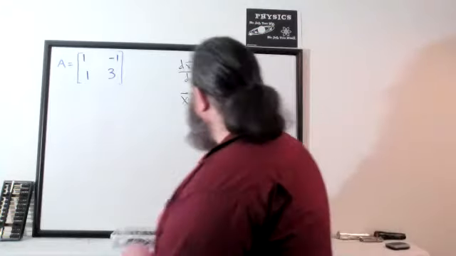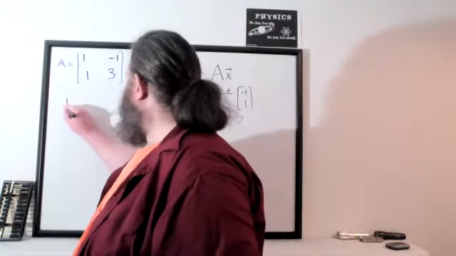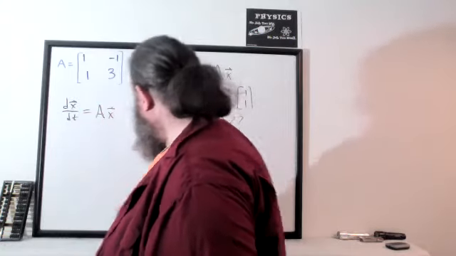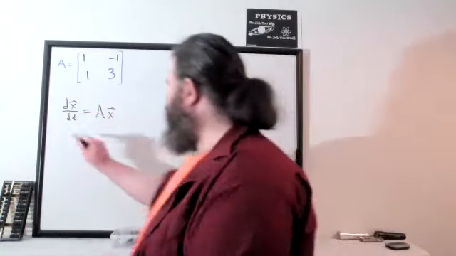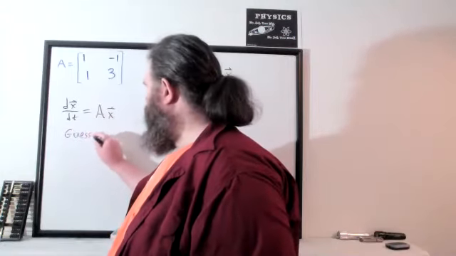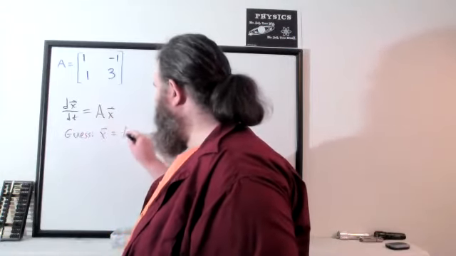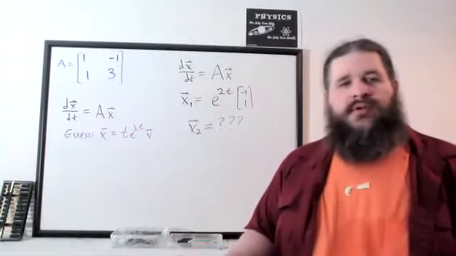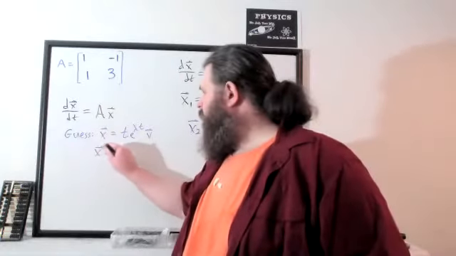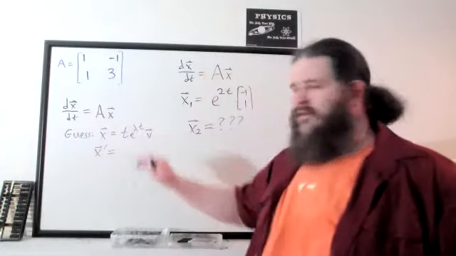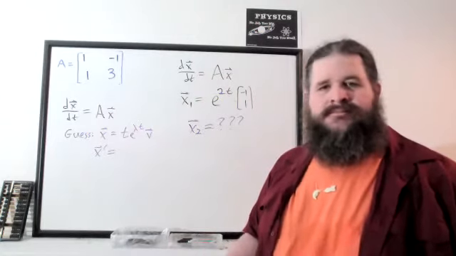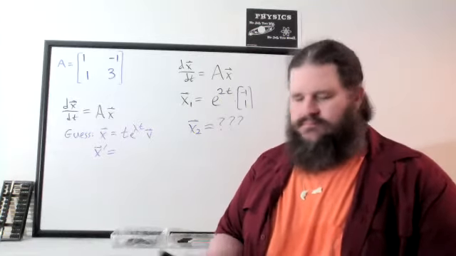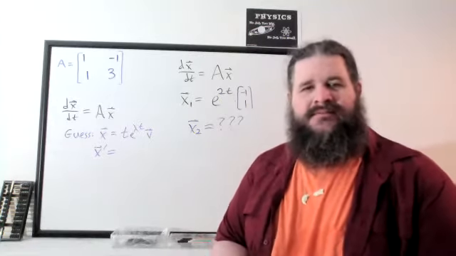We have dx/dt equals Ax. Now let's say we make the guess that x is t e to the lambda t times b. Then of course we're going to need its derivative. What would be the derivative of t e to the lambda t? Or how would we calculate that derivative?